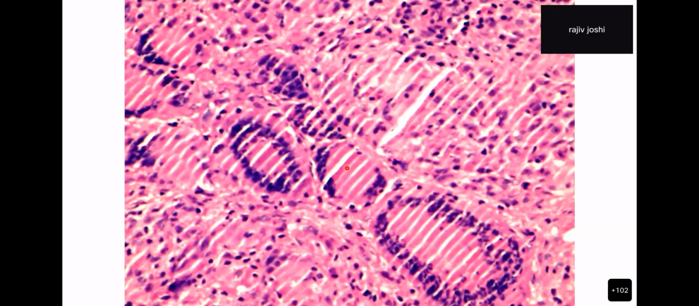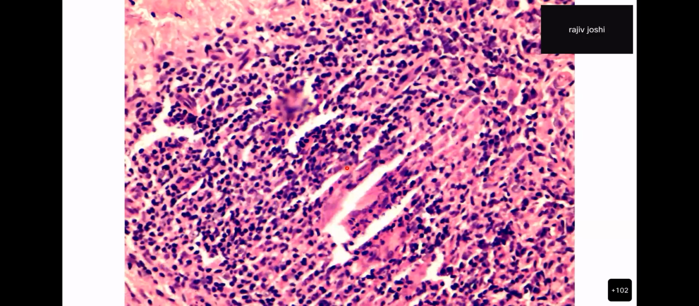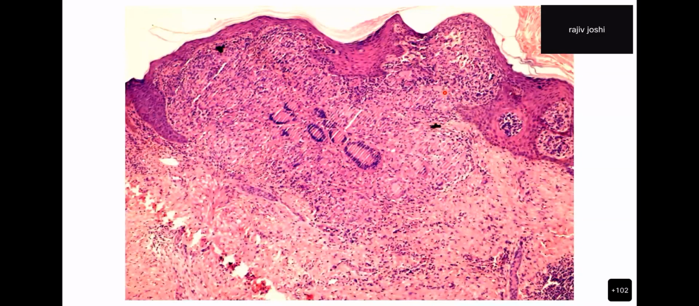So you have the Langerhans giant cells, and you have a fair number of lymphocytes. So sarcoidosis is less likely. Also, with sarcoidosis, generally you don't get epidermal changes. So going by that, the best diagnosis here would be cutaneous TB. And this indeed was lupus vulgaris, which is a form of plaque type of TB.